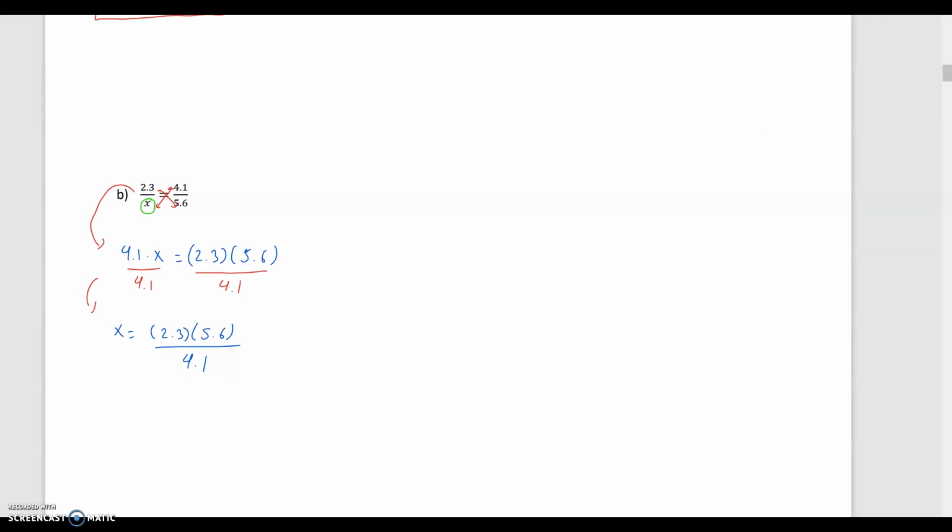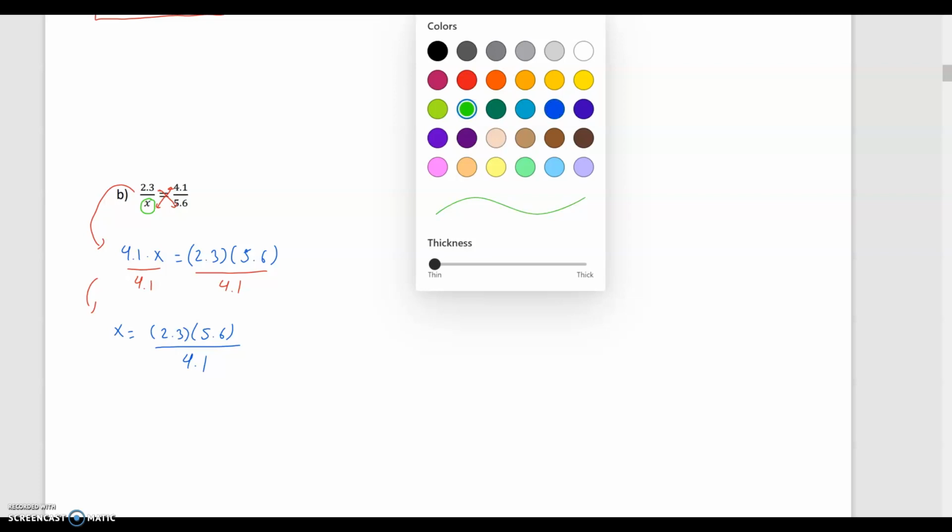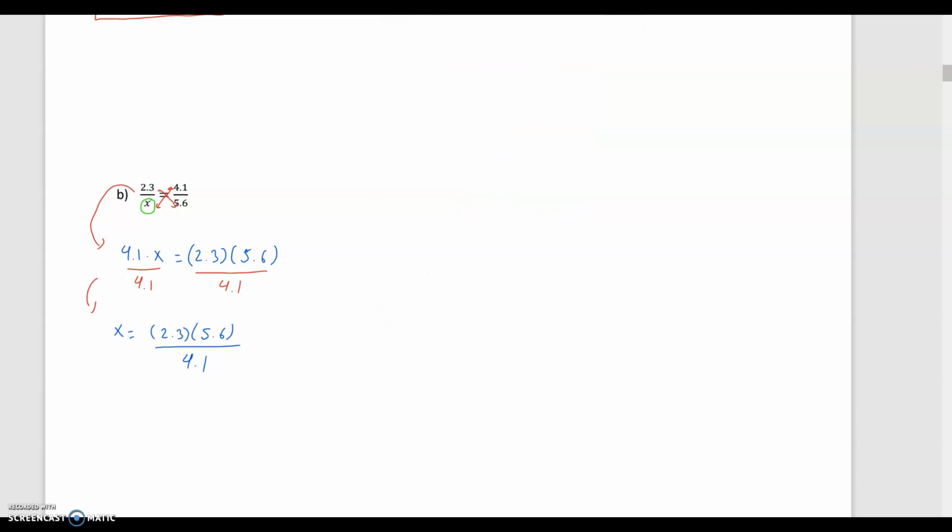Since your original numbers are given as decimals with 1 decimal place, our final answer will be appropriate if we express it as a number with 1 decimal place. So let me carry that multiplication on the side. It's going to be a little bit messy, but we're looking at 5.6 times 2.3.